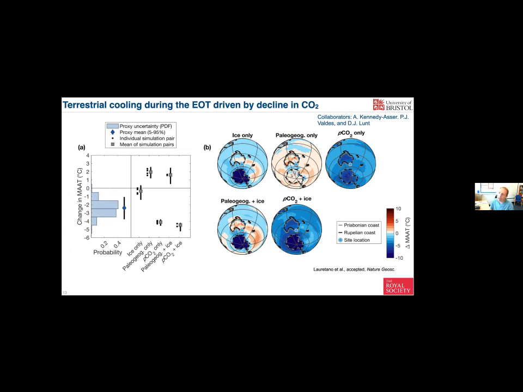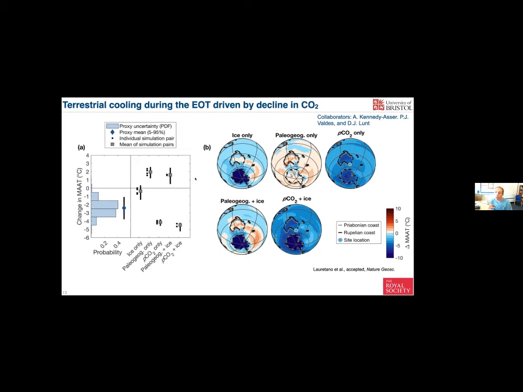But basically what these simulations show is that the only way we can reconstruct our proxy data is if we decline CO2, meaning that CO2 was a main driver in the Eocene-Oligocene transition, because of course declining CO2 is also a really good way to actually build an ice sheet. And this paper should come out in the next few weeks in Nature Geoscience for those that are interested. So that's the EOT.